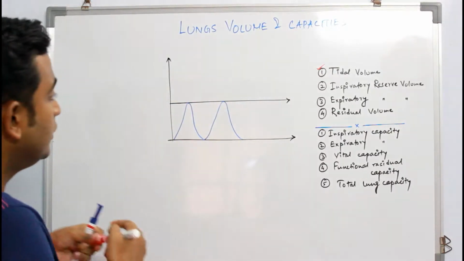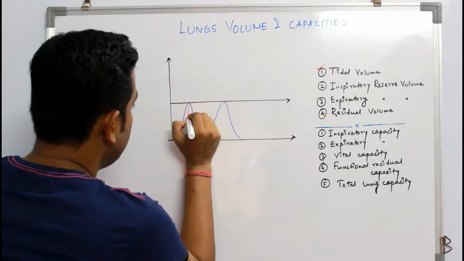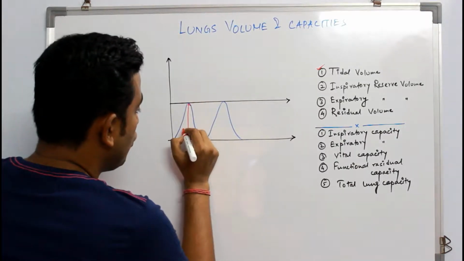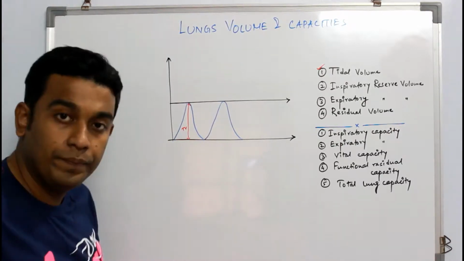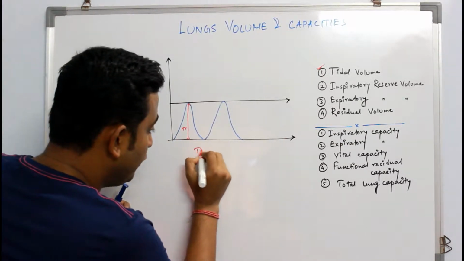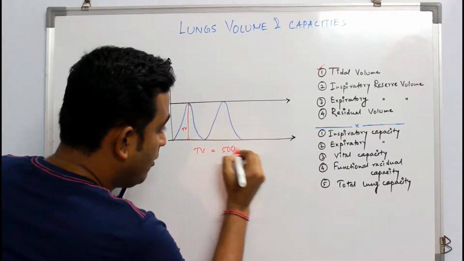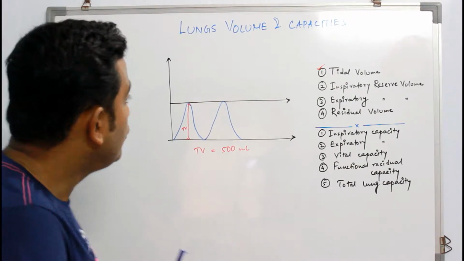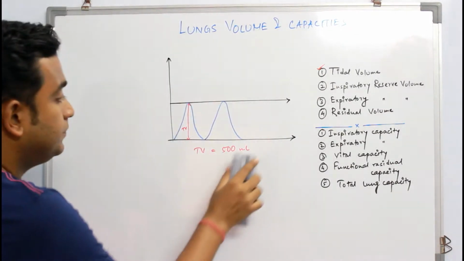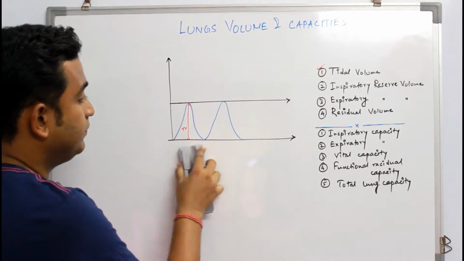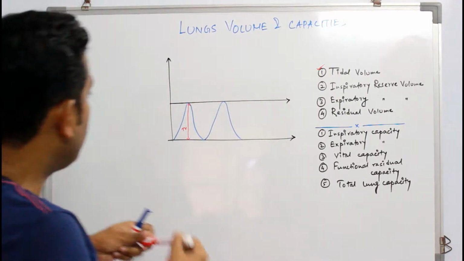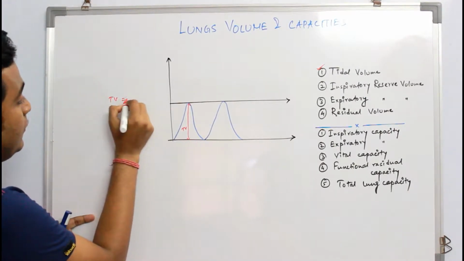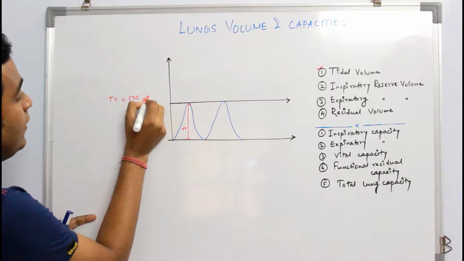So I'll write it here. This is what you call tidal volume. And I'll write it here. Tidal volume is around 500 ml. I should not write here, I'll write somewhere else. Wait. I'll write it here. I hope this much is visible. Yeah. TV is equal to 500 ml.